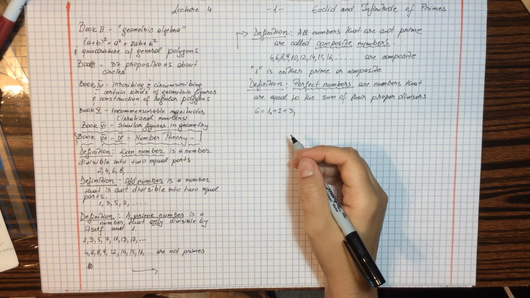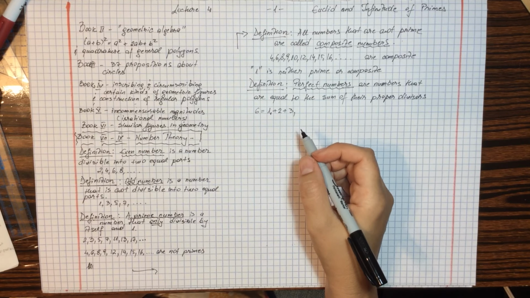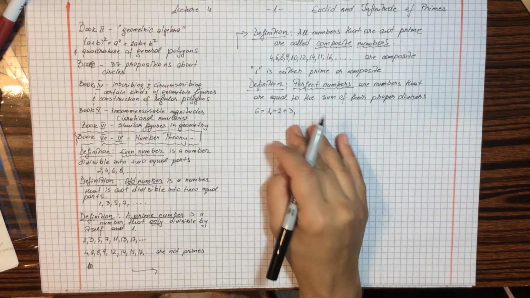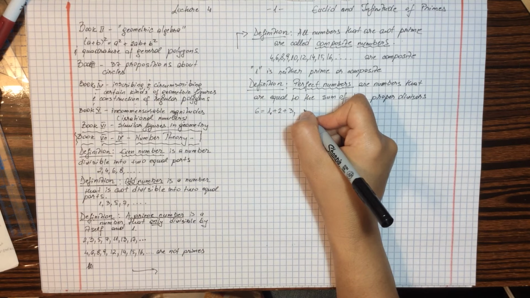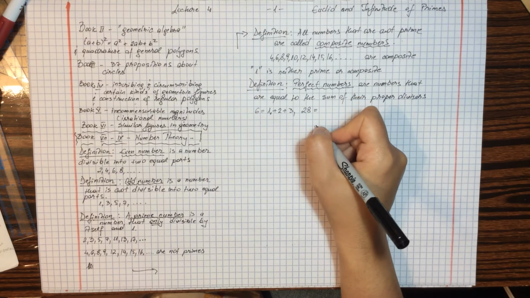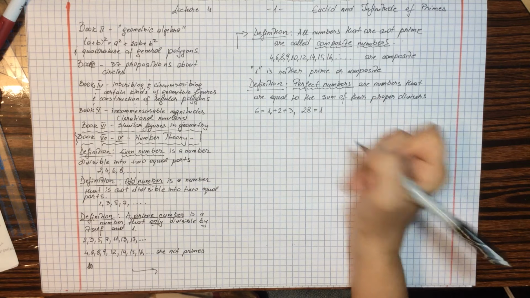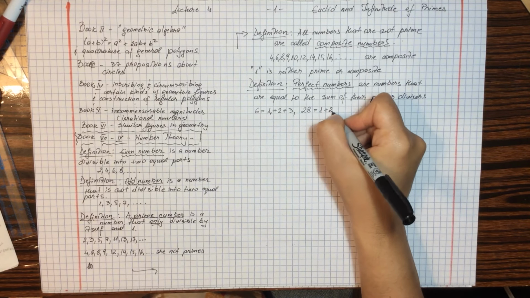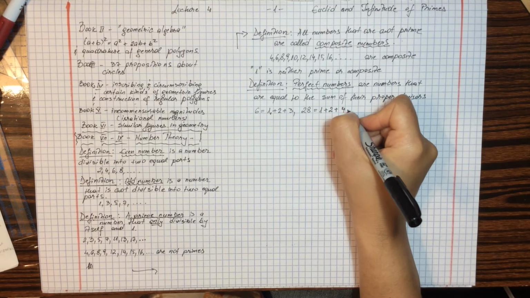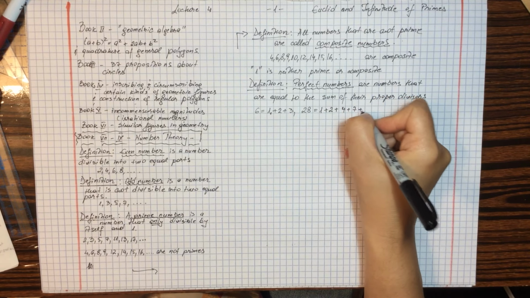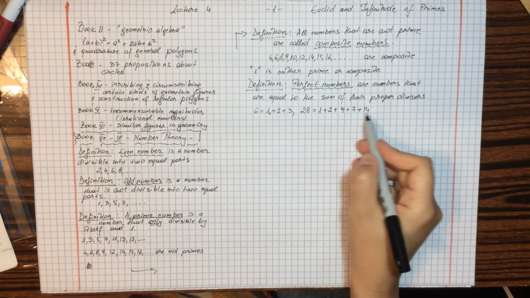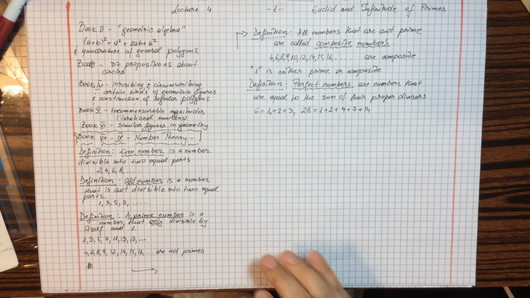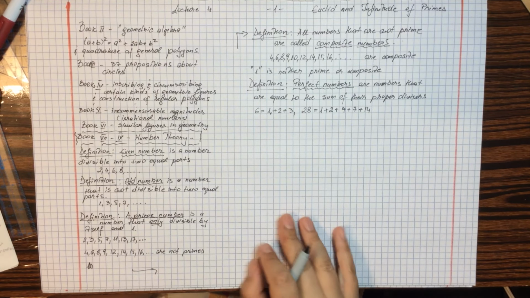Perfect numbers are very rare, actually. Infinitely many, but very, very rare. For example, the next perfect number we have, I believe, is number 28, because 28 is equal to the sum of its proper divisors. The proper divisors of 28 are 1, 2, 4, 7, and 14, and if you add them all up, you actually get 28.